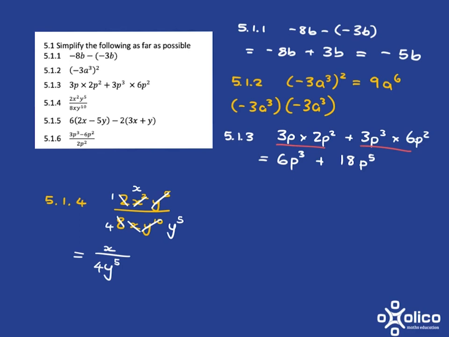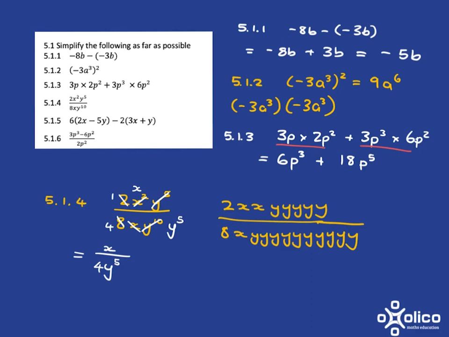So let's do that. Okay, so here I've written it out, right? X squared is x times x, y to the 5, y times y times y times y times y, etc. So once I've written it all out, it's very easy for me to see how it all cancels nicely. This 2 will cancel with the 8, leaving you with 4, this x with this x, and then these 5 y's with 1, 2, 3, 4, 5 y's on the bottom. So what are you left with at the top? An x. And what are you left with at the bottom? A 4 and y to the power of 5.